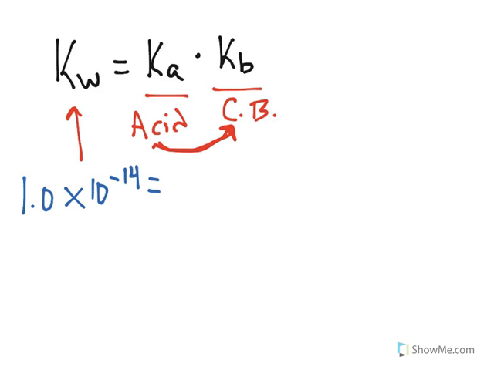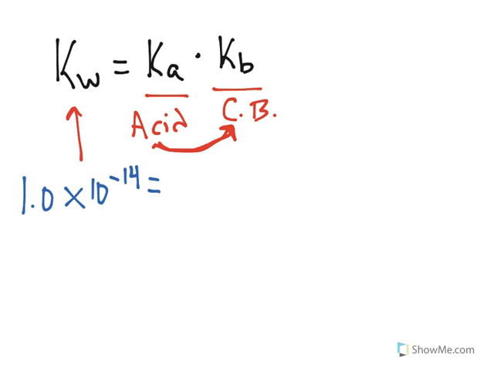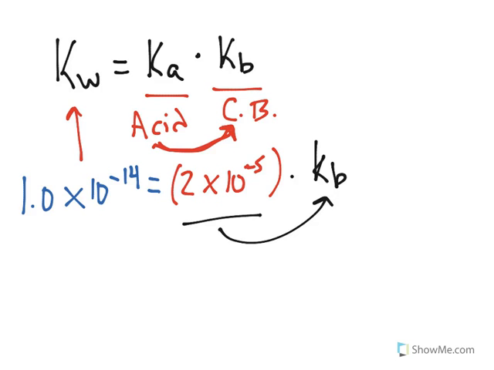So let's say we're using this value for Ka right here. If this acid has a Ka value of 2 times 10 to the negative 5th, we'll plug that in here for the Ka of the acid, 2 times 10 to the negative 5th, and then close that parenthesis. And multiply that by this acid's conjugate base's Kb. And since we don't know that, we can actually solve for it and figure out what the Kb is for the conjugate base of this acid, which turns out to give us a Kb value of 5 times 10 to the negative 10th.